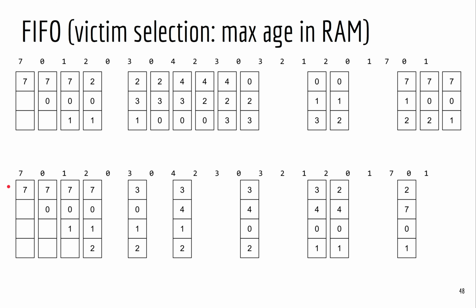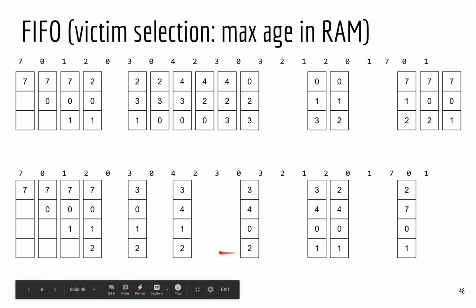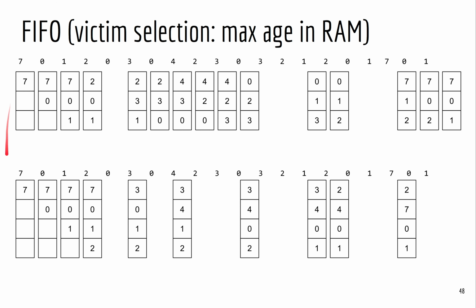When you increase the frame number from 3 to 4 and you follow the same algorithm again, then we expect to see that the number of page faults should go down. If you count, we do have 1, 2, 3, 4, 5, 6, 7, so 10 page faults total when we increase the frame numbers from 3 to 4.